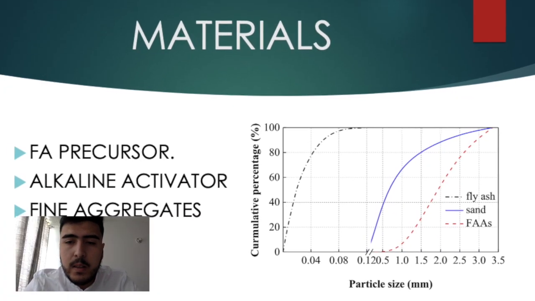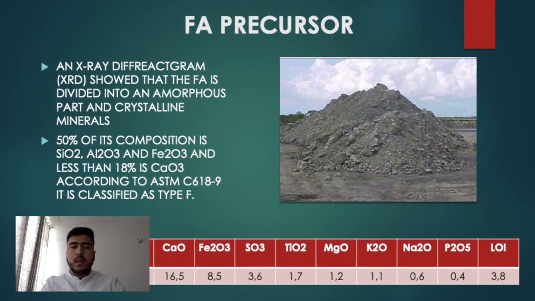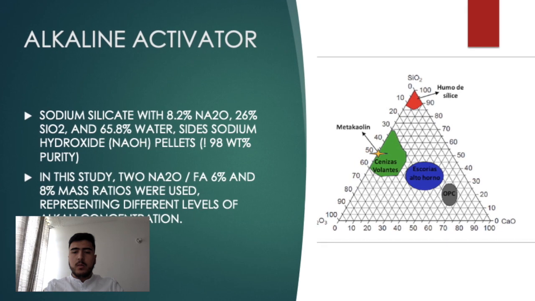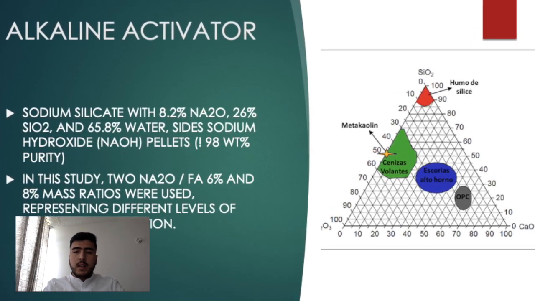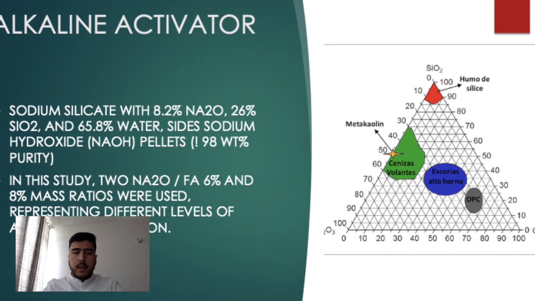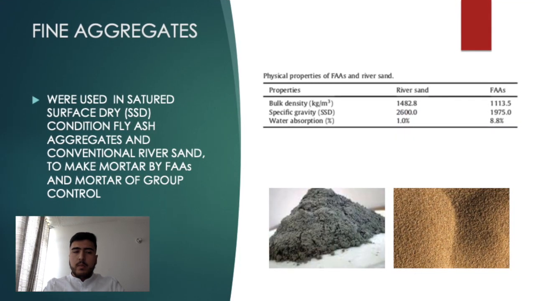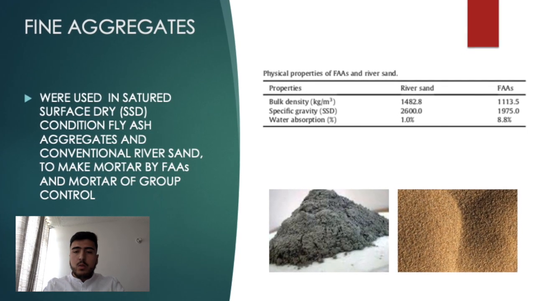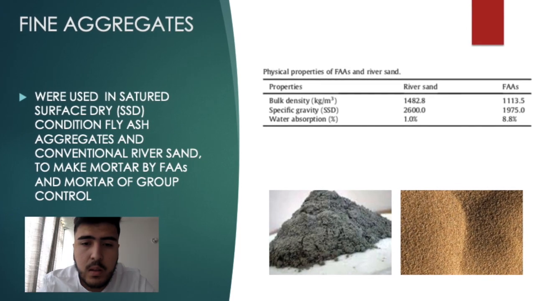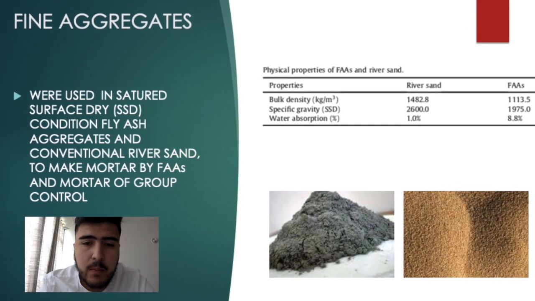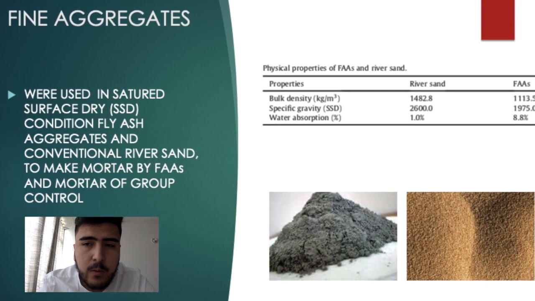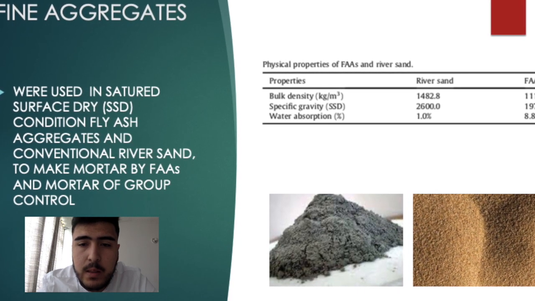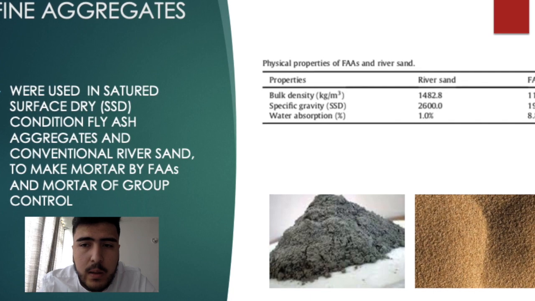The materials used in this study were fly ash as a precursor and an alkaline activator in concentrations of 6 and 8%, and fine aggregate. There was fly ash and river sand in the mortar. The fly ash and the river sand have different physical properties, like bulk density, specific gravity, and water absorption.